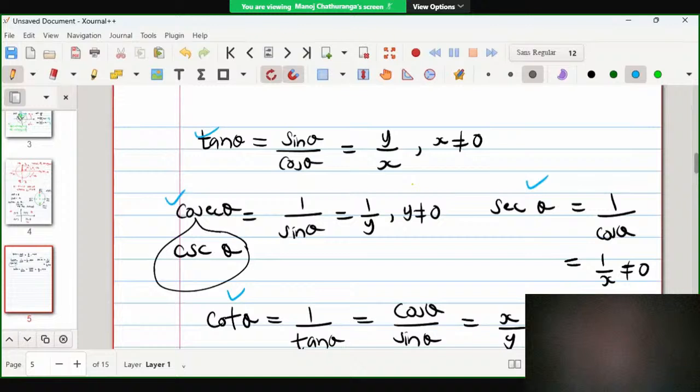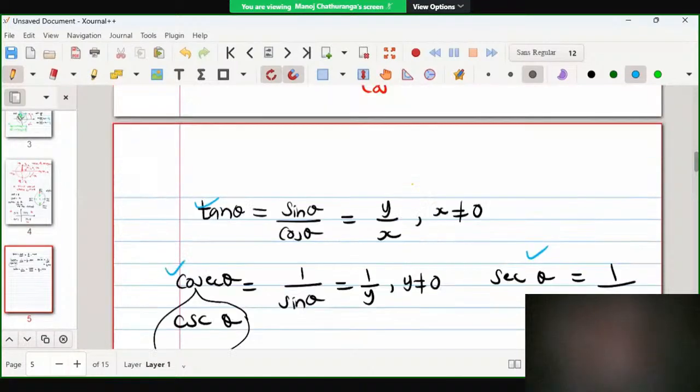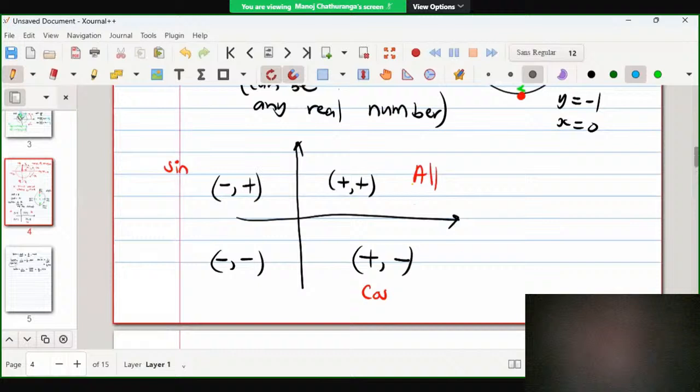Likewise, secant and cosecant are complementary trig functions. So sine, cosine, tan, cotangent, secant, cosecant, they are complementary pairs. And if you go back to this picture of sign changes, in the third quadrant, both sine and cosine are negative, their quotient tan theta will be positive.